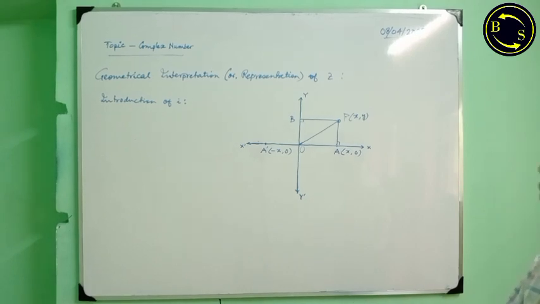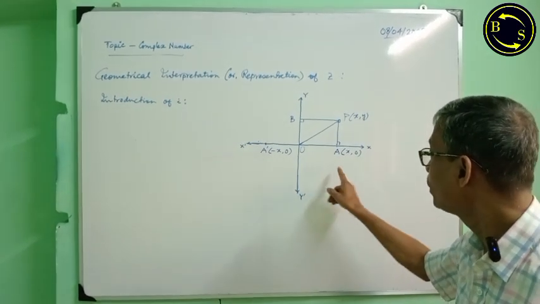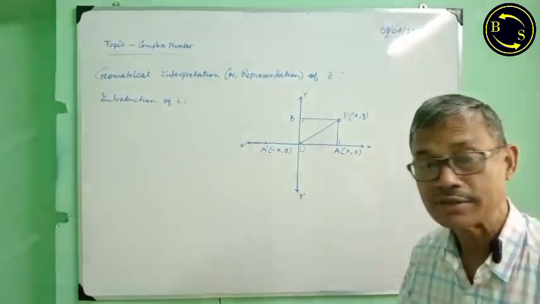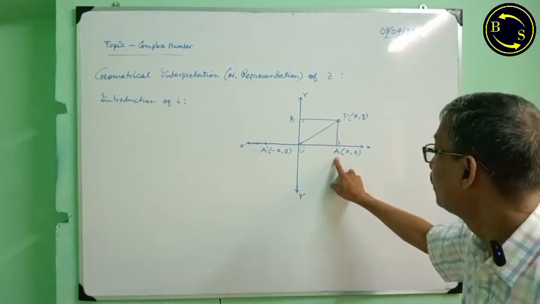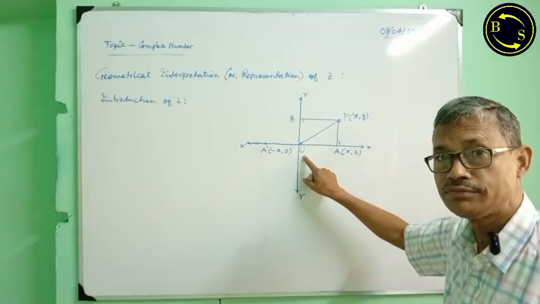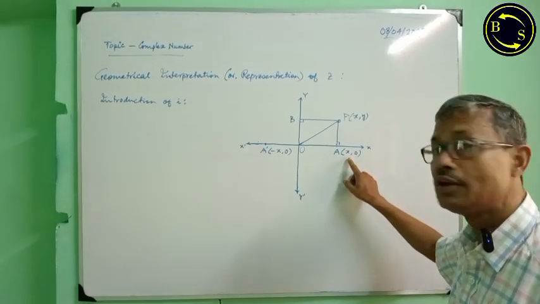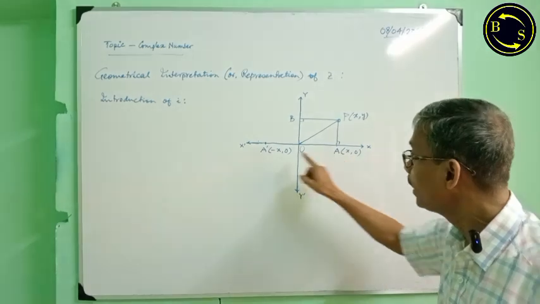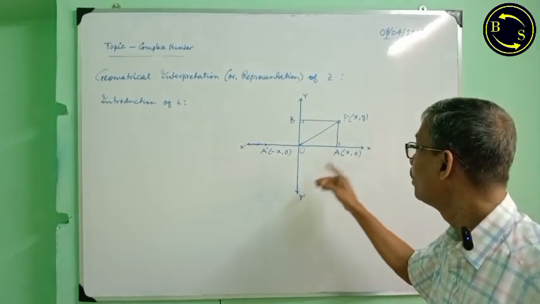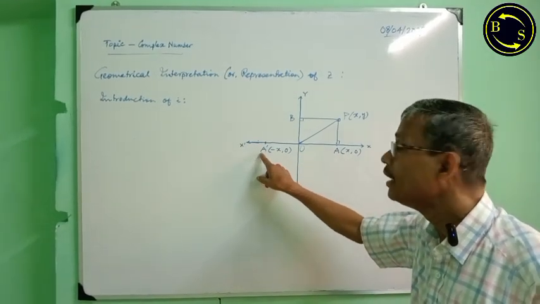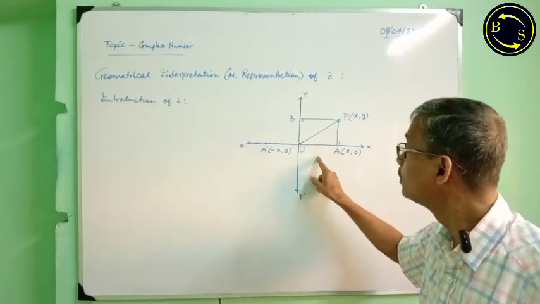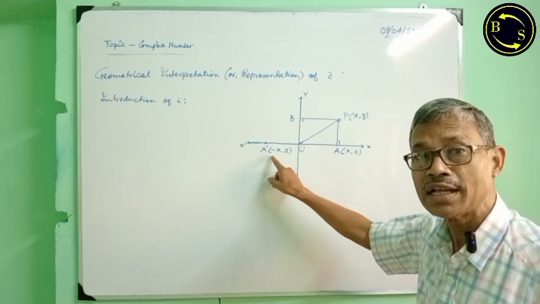Now let us first discuss i. I have taken a point A on the basis of suitable scaling, which is at a distance of x units from the origin. That means the coordinates of A will be (x, 0), and A' is another point lying on the x-axis on the opposite side of A, at the same distance from O. Thus, the coordinates of A' are (-x, 0).